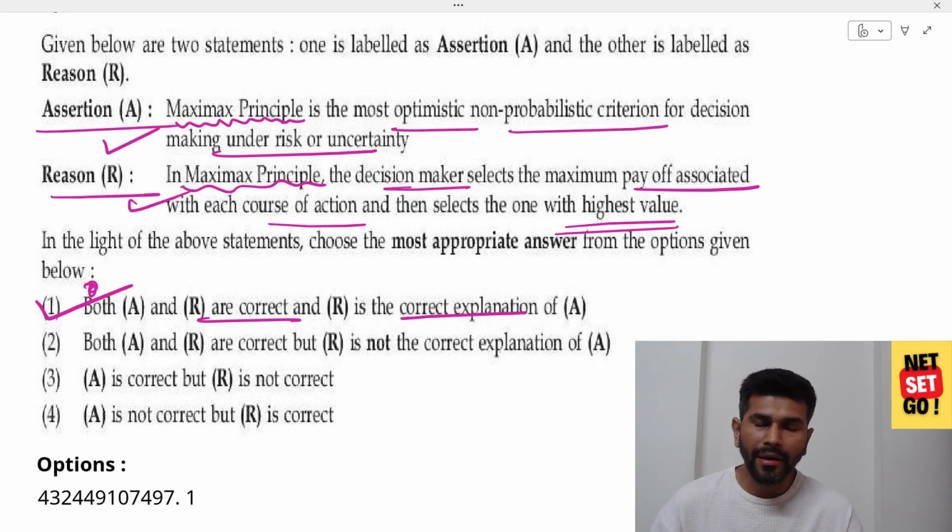Here we have completed the March 2026 question paper for the commerce section.